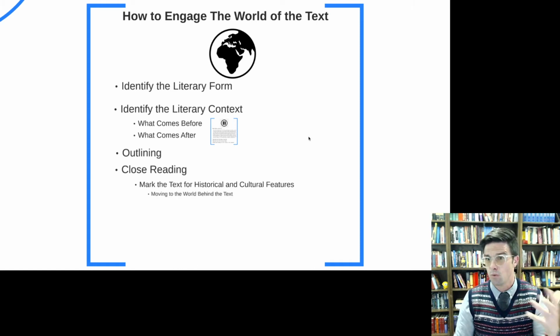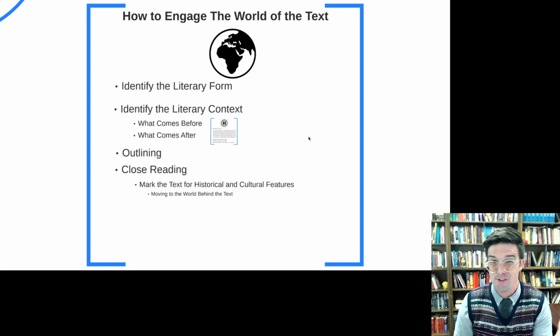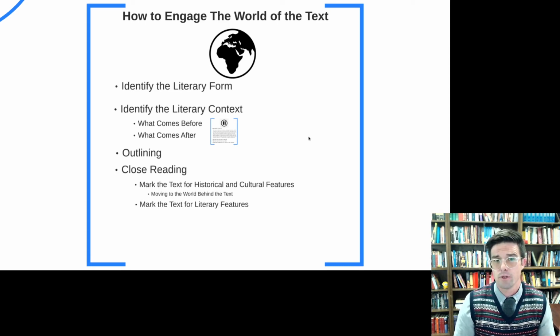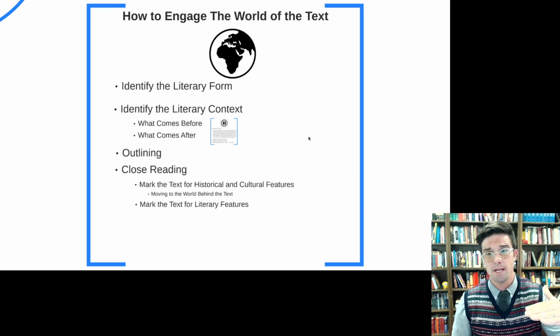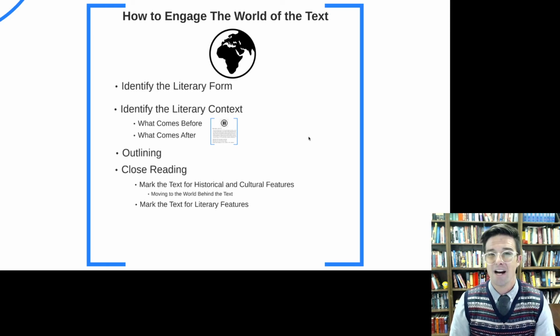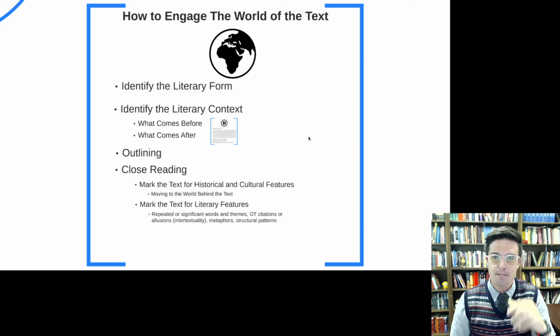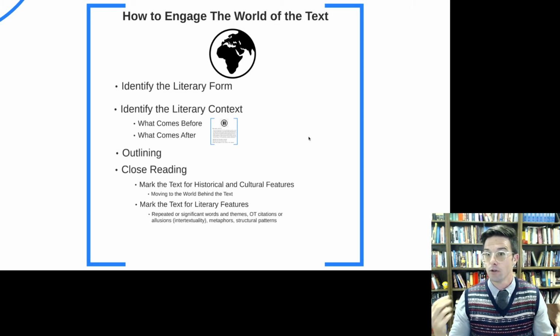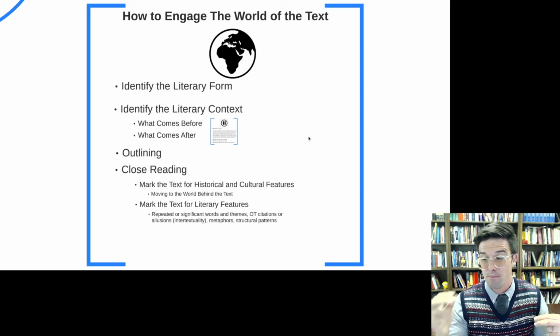And this is moving towards the world behind the text that we'll address and reintroduce again next week. As you're also marking the text in your close reading, one of the things that you might want to mark is literary features. And again, Michael Gorman in the reading for this week is going to list a whole lot of different kinds of literary features when he talks about the detailed analysis of the text. But some of these might include repeated words. When something is repeated often, it's a clue that it's very important for your particular passage.